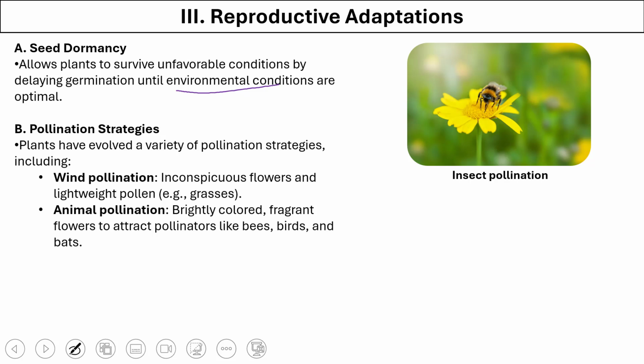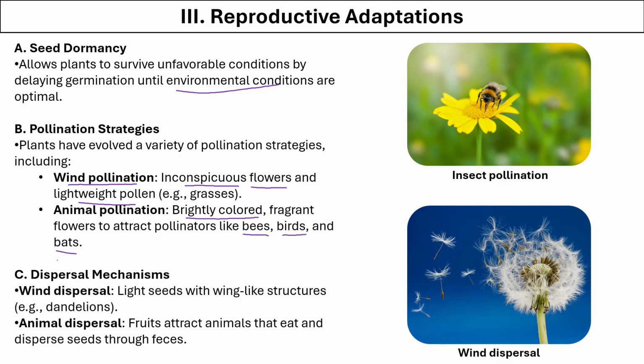Another example of reproductive adaptation is pollination, in which the plants use certain strategies to maximize the pollination. For example, if the pollination has to be performed by wind, the flowers would be very insignificant, or they would not be very big, and they will have very lightweight pollen so that pollen can fly with the wind. For animal pollination, the flower would be more elaborate, colorful, fragrant, and they will be there to attract insects like bees or birds and bats, so that they can pick up their pollen and put it on another plant.